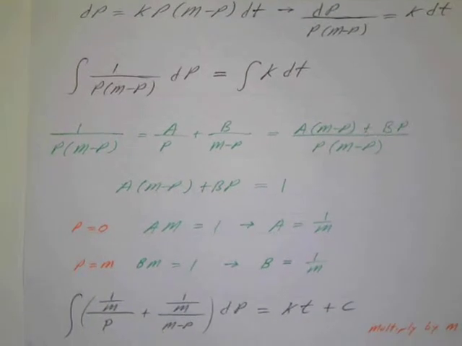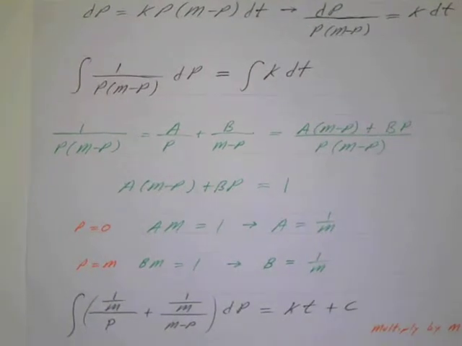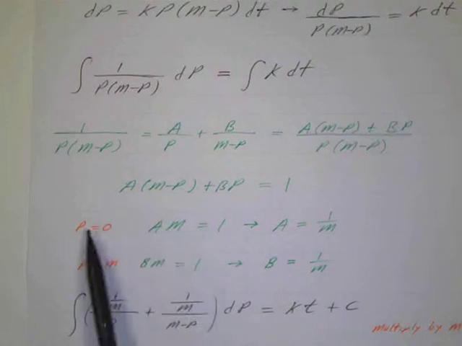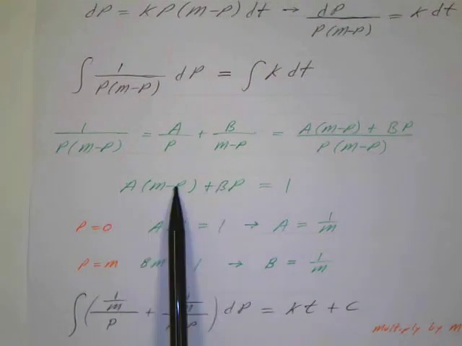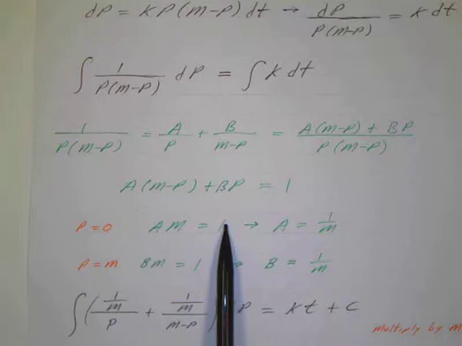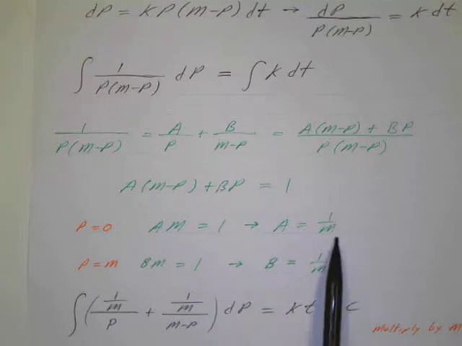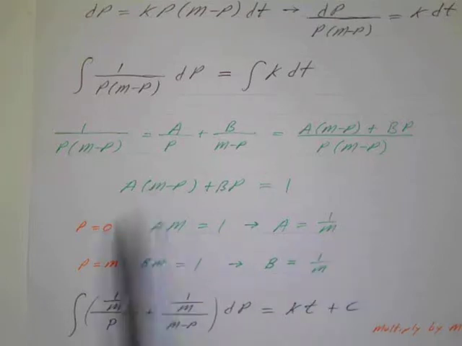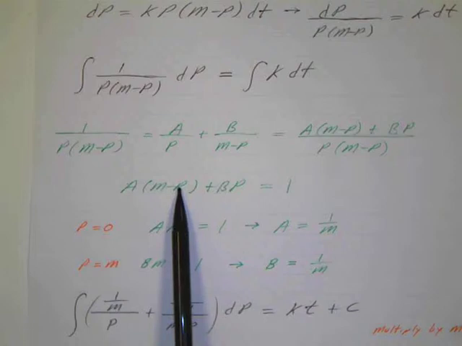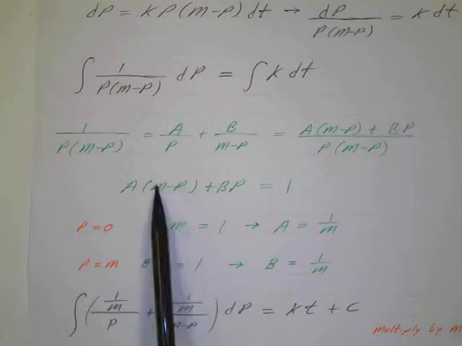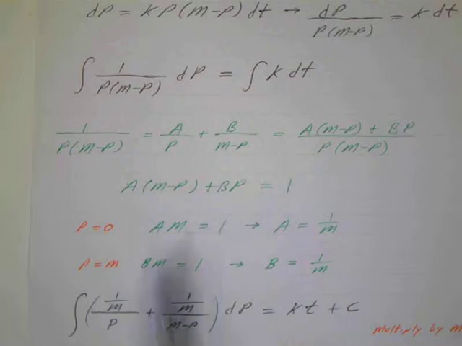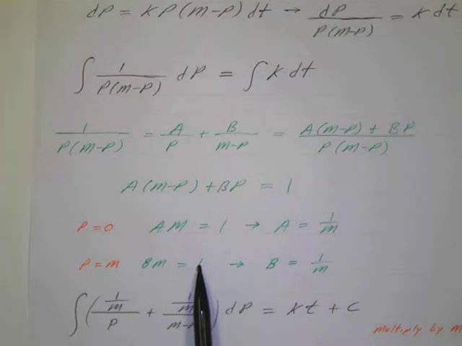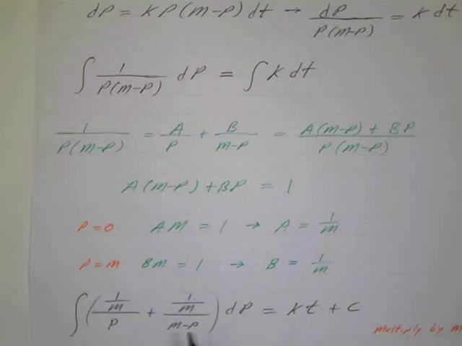And then I try to zero out one of my factors. If I put p equal to 0, this will zero out, and I've got AM equals 1. So A equals 1 over M. And then I'll use M here to zero out the A, so M minus p equals M minus M, which is 0. That zeroes out the A, and I have B, and p is M, so B times M equals 1. Divide both sides by M, and B also equals 1 over M.